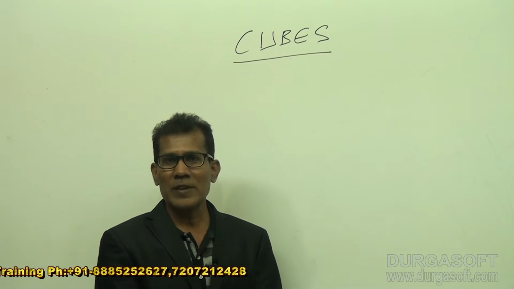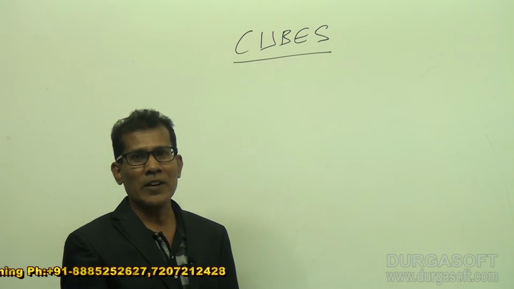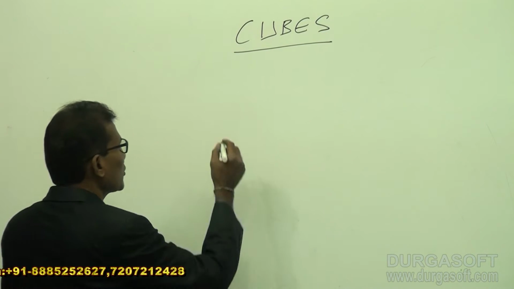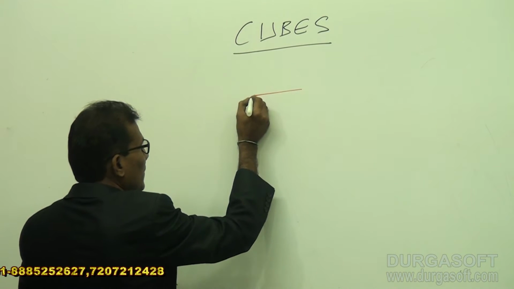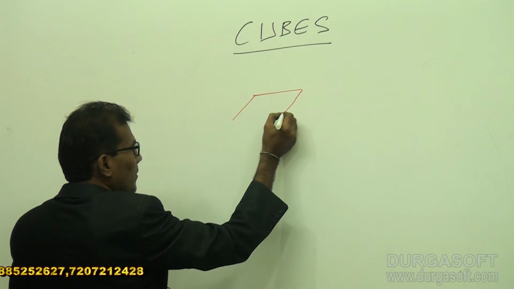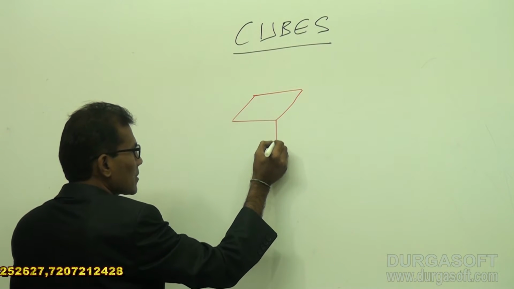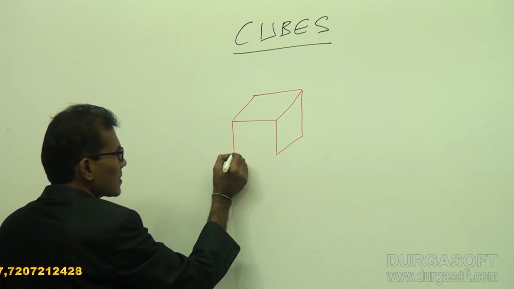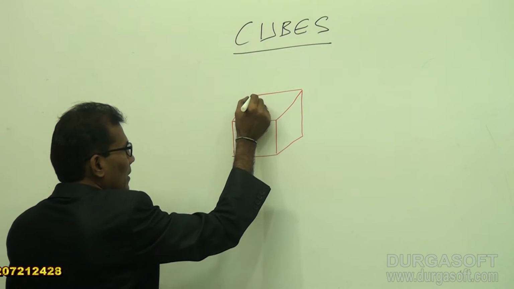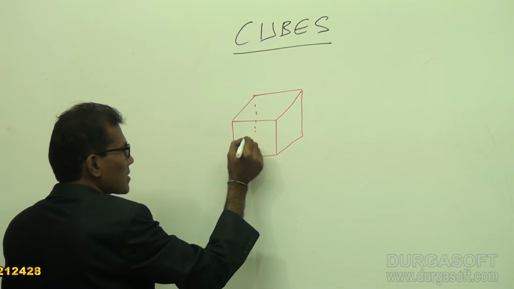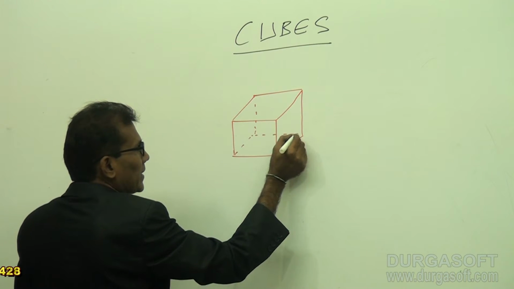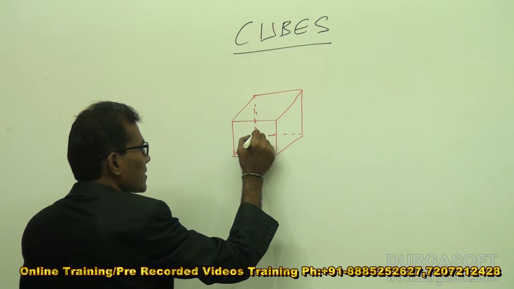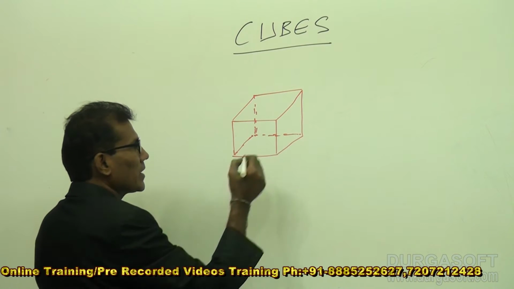Let us start with the basics of the cubes. First of all, what is a cube? Actually we have the idea about the cube. It is a 6-faced 3D figure, each face in the shape of a square. It has 8 corners, 6 faces and 12 edges. It is a cube.